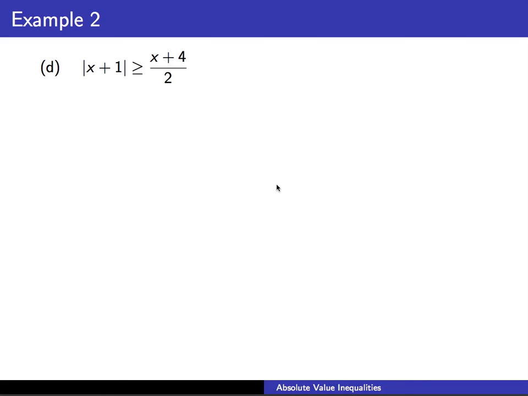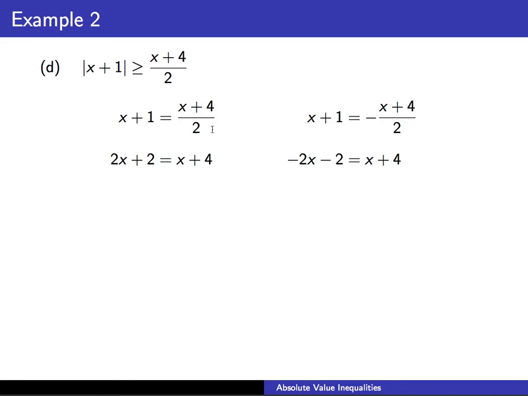All right, part D, absolute value of x plus 1 is greater than or equal to x plus 4 over 2. Let's make this an equation. So we have x plus 1 equals x plus 4 over 2, and then x plus 1 equals negative x plus 4 over 2. We can clear out our fractions by multiplying both sides of the first equation by 2. So 2 times x plus 1 is 2x plus 2 equals, when we multiply the right side by 2, it clears out the fraction, so we get x plus 4. In the second equation, we'll use the negative. We can move the negative down into the denominator and multiply both sides by negative 2.